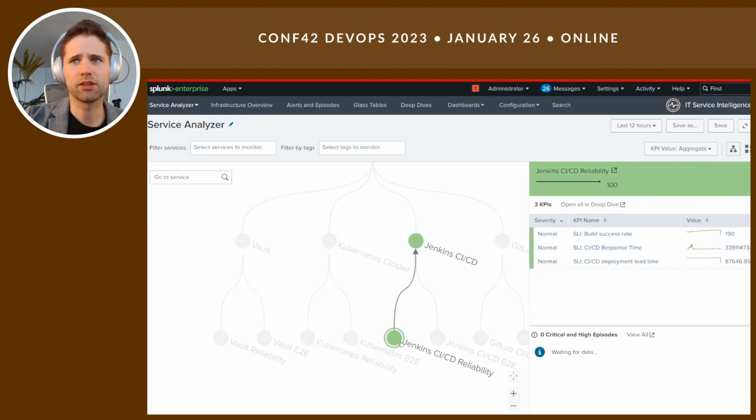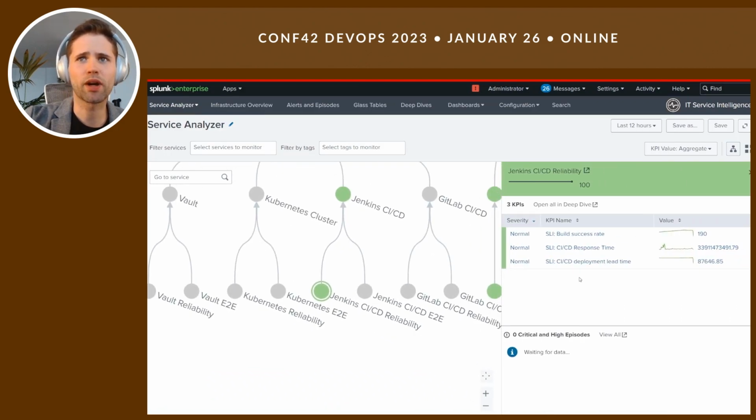If I click into one of these, on the right-hand side a drill down will open with a list of KPIs related to this service. And if you look at these KPIs, you'll notice that these are some of the ones that we already saw when we were analyzing CI/CD, specifically when we were looking at its architecture. So we listed some of the KPIs. For this demo, we implemented a few of these.